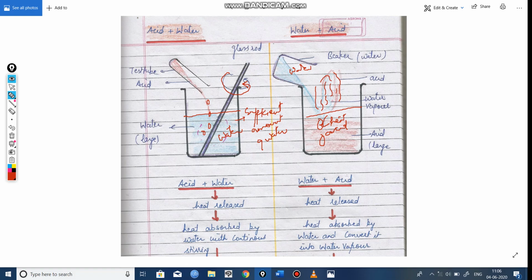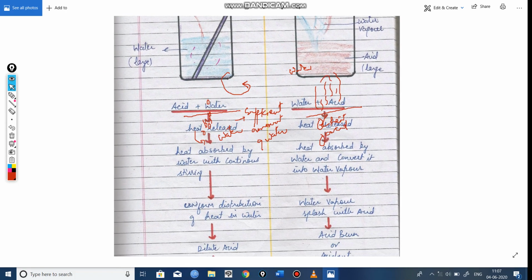Again, as soon as this acid comes in contact with water, it releases a high amount of heat. But because water is in large amount, this heat is absorbed by water. And this stirring prevents the accumulation of heat. It causes equal distribution of heat throughout the acid.